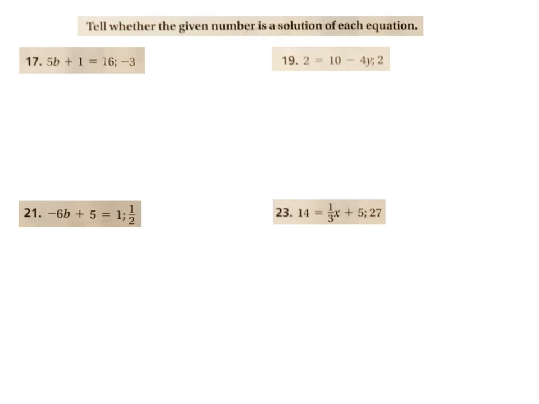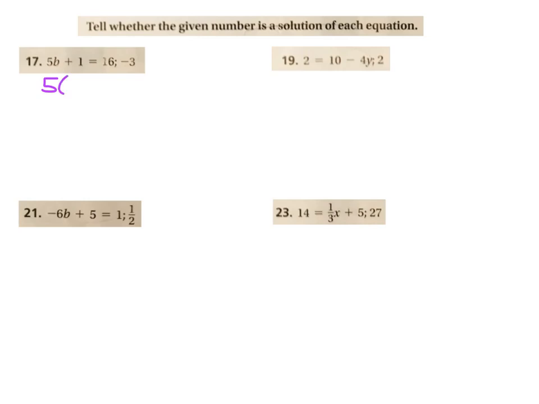Okay, tell whether the given number is a solution of each equation. Essentially what you're seeing here is an equation, in this case for number 17, 5b plus 1 equals 16. And then you'll see a semicolon here, right? The semicolon looks like that. And then afterwards is a number. And that's the number that they want you to use to essentially do a proof to see if this is true. If the statement works out to be true when you sub it in.